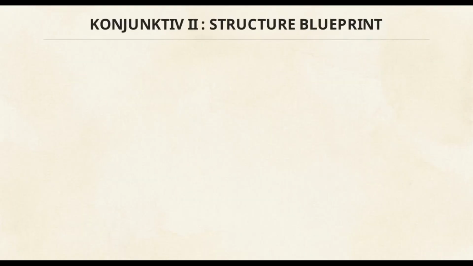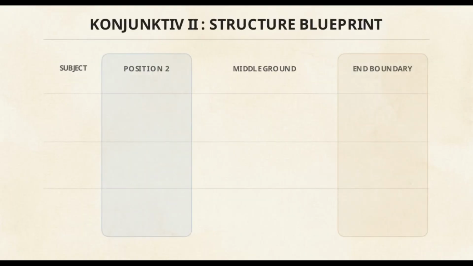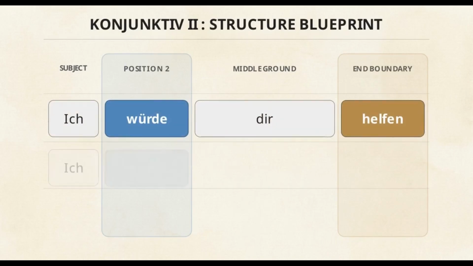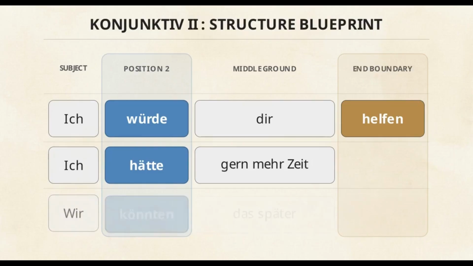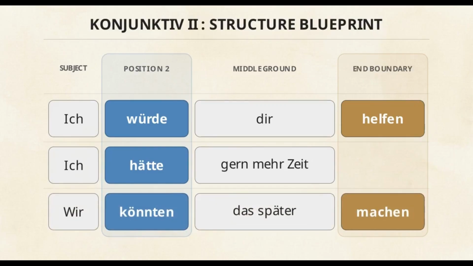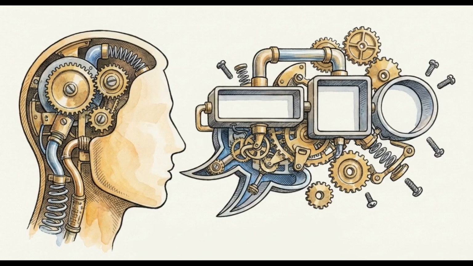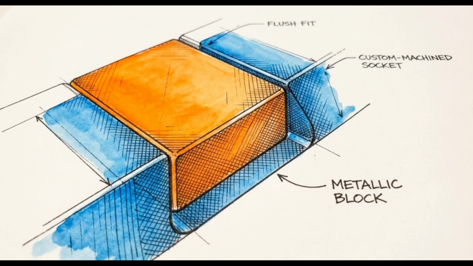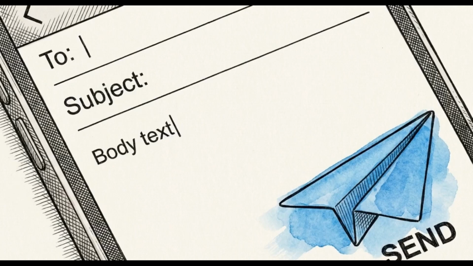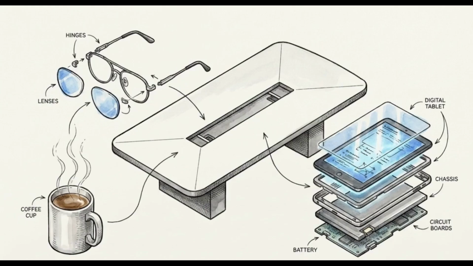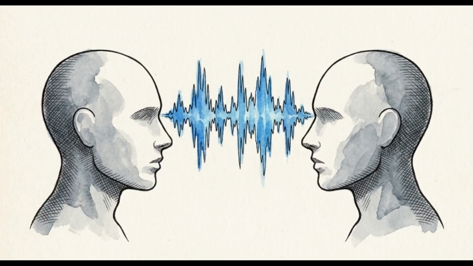This diagram summarizes your new toolset. Here are the 3 structures stacked cleanly together. Ich würde dir helfen, ich hätte gern mehr Zeit, und wir könnten das später machen. You now have the structural framework needed to handle polite requests, express desires, and propose ideas in German. These 3 structures provide plug-and-play templates. Deploy them immediately in your emails, in your professional meetings, and your daily conversations.